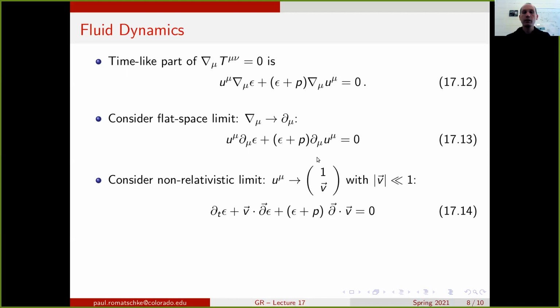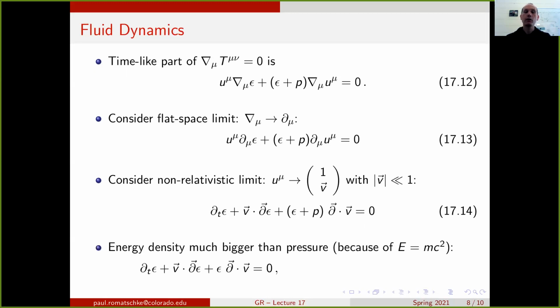And then over here, we have the divergence of u^μ, which just turns out to be giving us the divergence of the velocity v here. So this is the non-relativistic limit of this equation here. And the last step, we're going to use another non-relativistic limit, namely the one where we say that the energy density, which contains the mass density, is much, much bigger than the pressure if we are in the non-relativistic system.